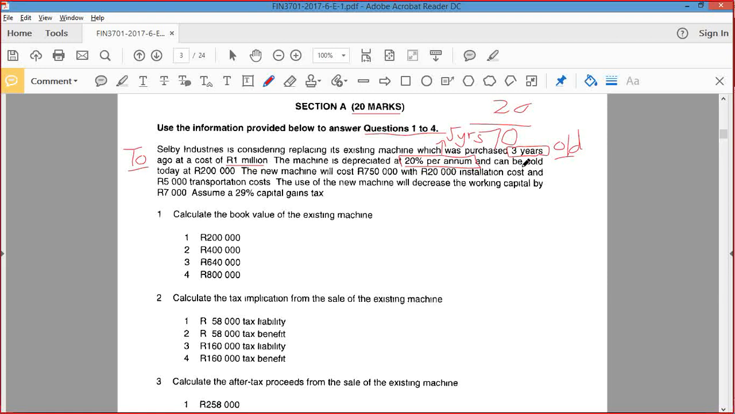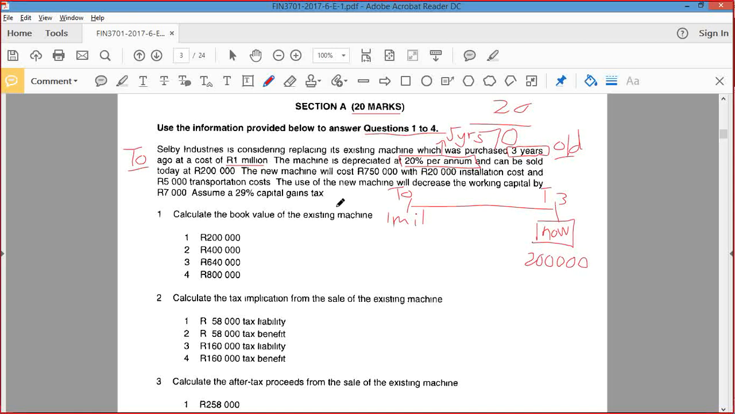So those are things that you should be taking note of when you read the question, just in terms of an overall picture, like a diagram. Okay, so I'm going to draw a little timeline here, and obviously put in some values. Then they say that it can be sold today at 200,000. So today is obviously 3 years from when I bought the asset. So this would have been now. And I can sell it for 200,000.